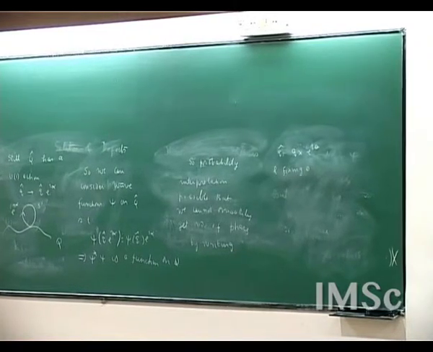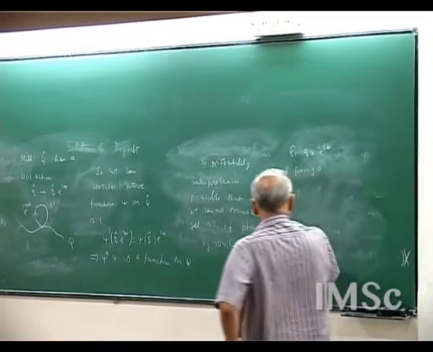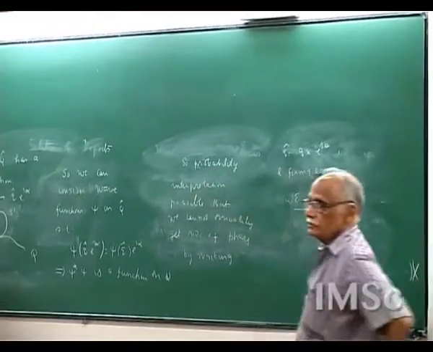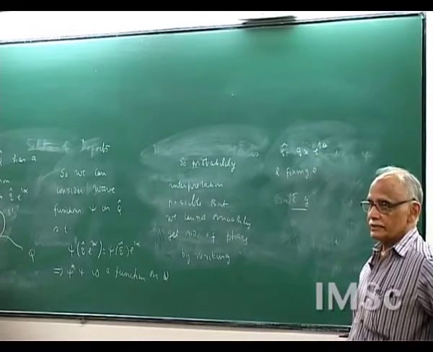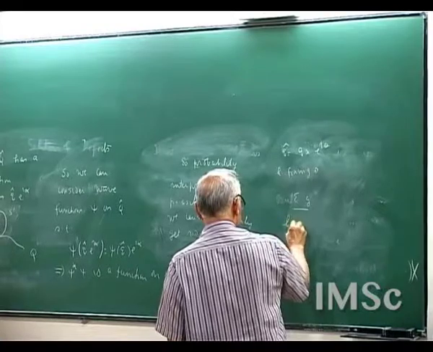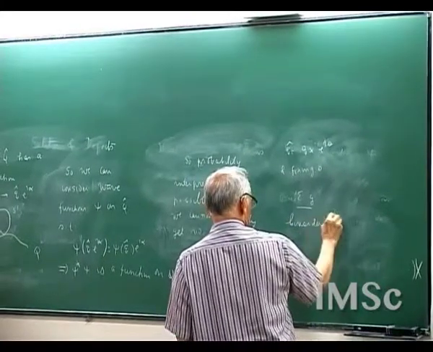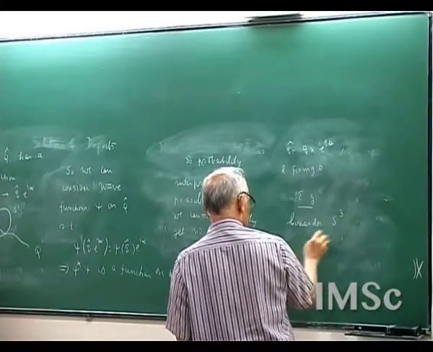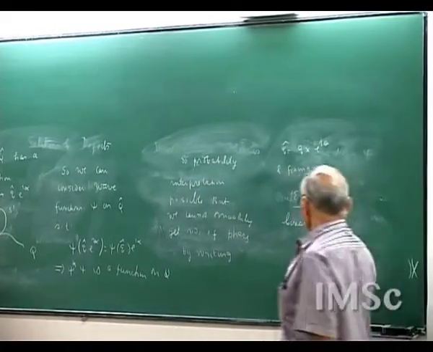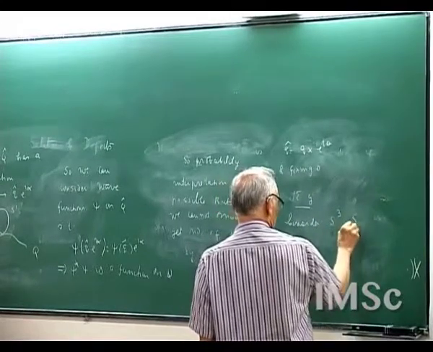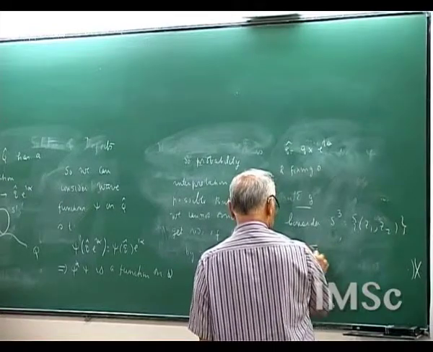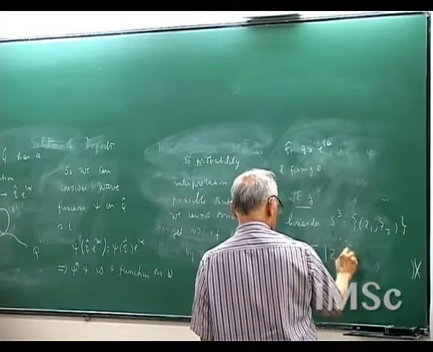So let me give you an example. This example will come again. What I do for this example is the following. Let us consider S3, the 3-dimensional sphere. I will choose coordinates of S3 as 2 complex variables, and I will put the condition that the sum of modulus of z_i squared equals 1.